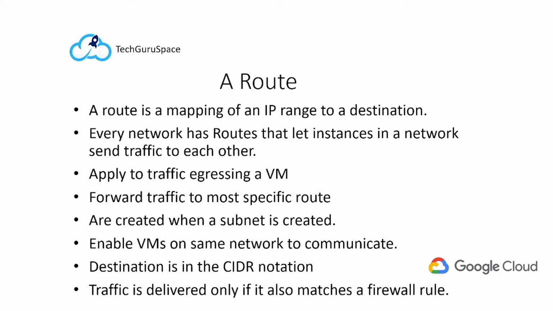Just creating a route does not ensure that your packets will be received by the specified next hop. So firewall rules must also allow the packets. The default network has pre-configured firewall rules that allow all instances in the network to talk with each other. Manually created networks do not have such rules, so you must create them manually.